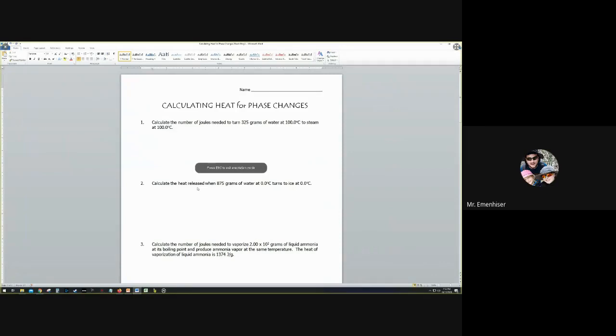Calculate the number of joules needed to turn 325 grams of water at 100 degrees Celsius to steam. So at this point, we have the same temperature, 100 degrees, 100 degrees. So we are not changing the temperature. We are just turning liquid water to steam. Liquid to gas. Okay, so I almost need to make this bigger. Maybe if I zoom in a little bit. There we go. So Q equals M times delta H. And this is going to be vaporization.